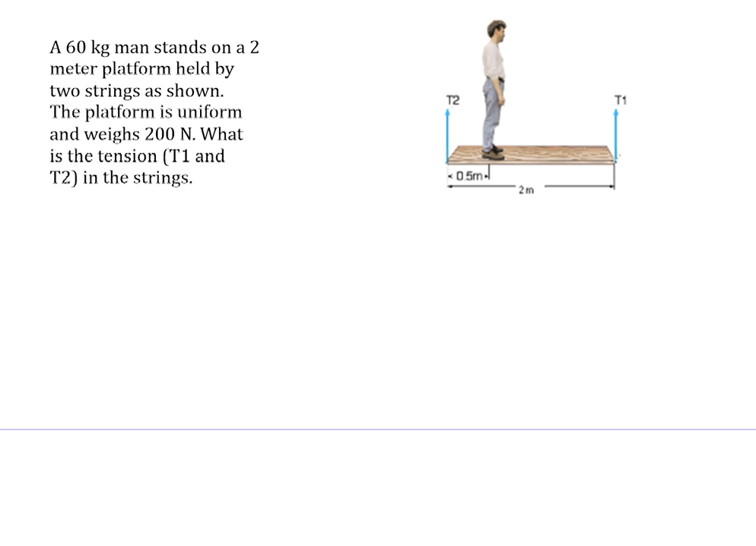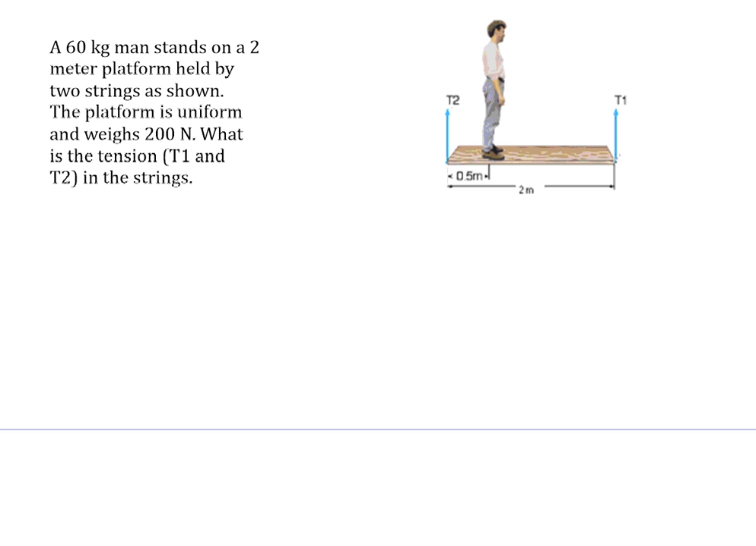So let's look at this sample problem. A 60 kilogram man stands on a 2-meter platform held by 2 strings. The uniform platform weighs 200 newtons. What is the tension in the strings?